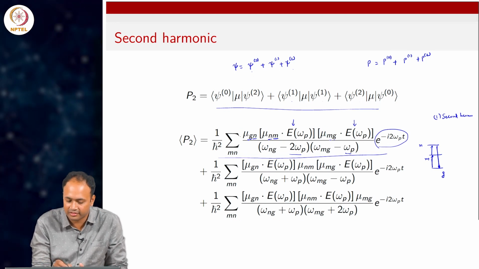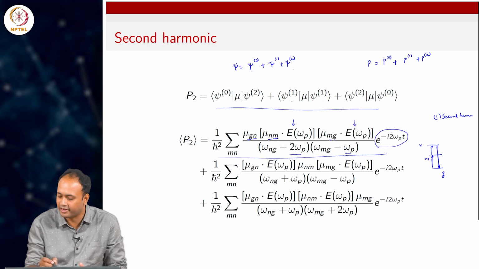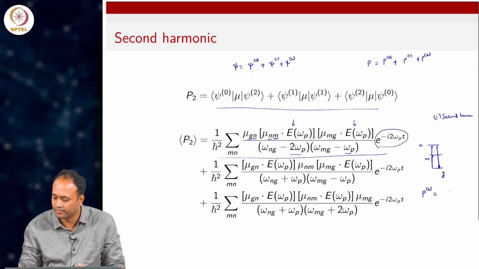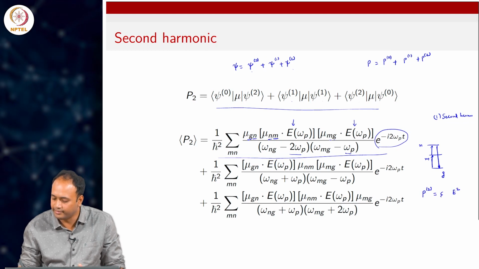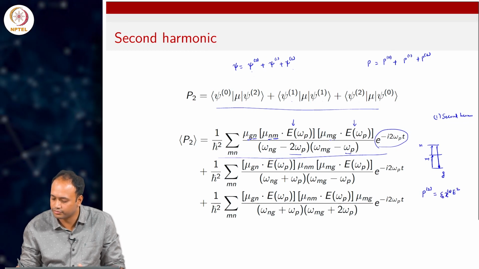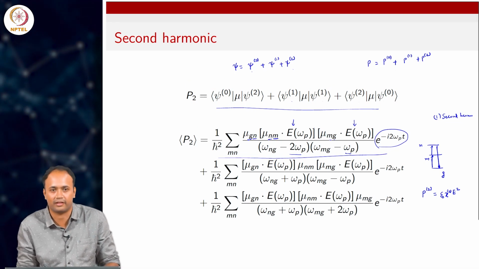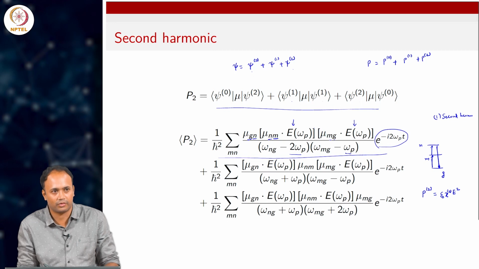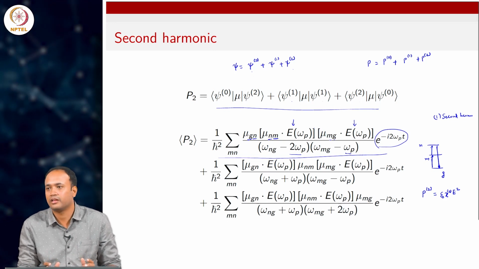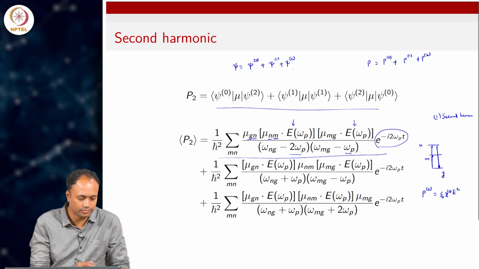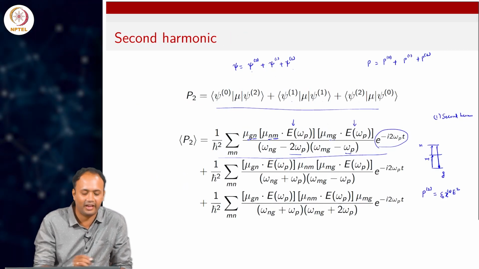So all of this, whatever has been written in this bracket, could then be written as P2 is some E square times epsilon naught times chi 2. Now how do you get this chi 2 susceptibility? It's through computing these matrix elements. Okay. So this is the connection with the microscopic picture. Okay, any questions on this?